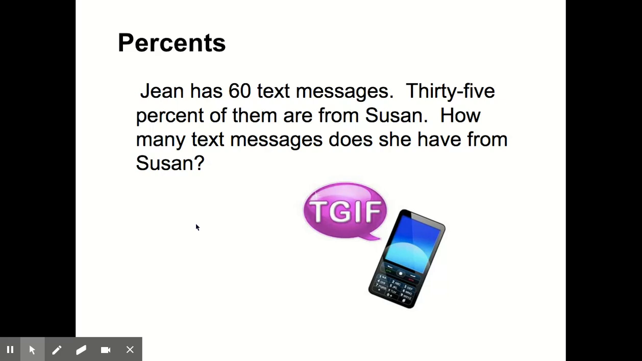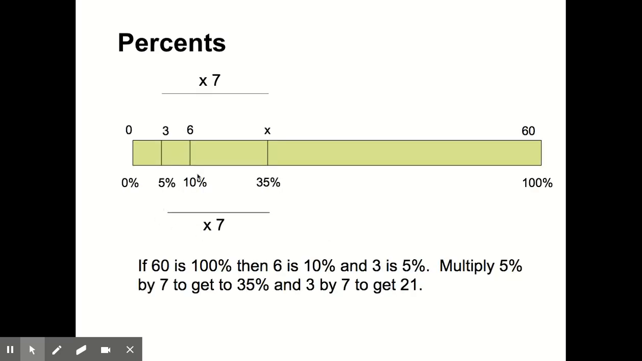So let's look at a problem. Jean has 60 text messages. 35% of them are from Susan. How many text messages does she have from Susan? All right, so we go back to our thinking and say, here's what we know. We know that 100% is 60, and we know that 35% of the text messages went to Susan.